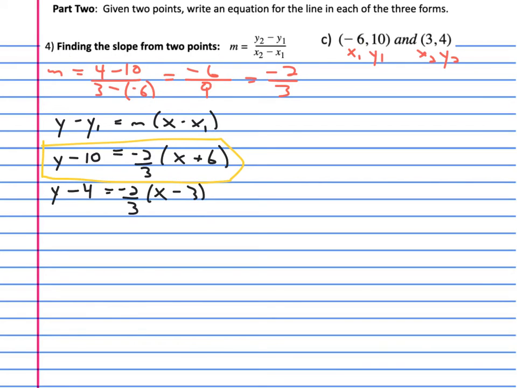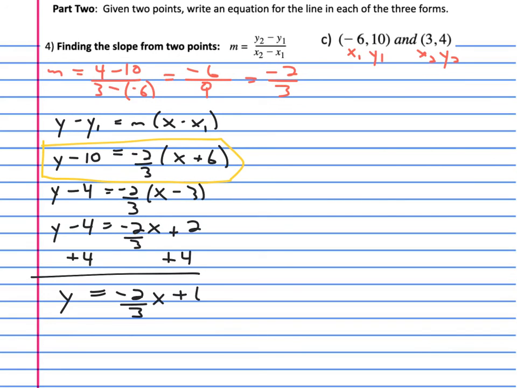Why not? And distribute through. And we get y minus 4 equals negative 2/3 times x is negative 2/3 x. And negative 2/3 times negative 3 is positive 2. Okay? Now we add 4 to both sides, and we get y equals negative 2/3 x plus 6. Slope-intercept form.